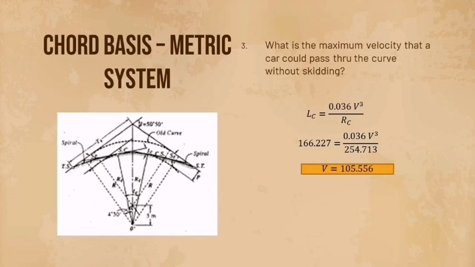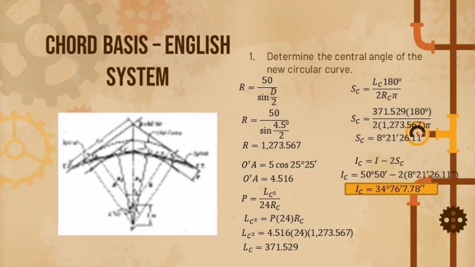So for number 3 of chord basis metric system, what is the maximum velocity that a car could pass through the curve without skidding? So again, LC is equals to 0.036 B cube over the RC. So substitute the value. The value of LC is 166.227 equals to 0.036 B cube over the RC, which is the 254.713, and it will be velocity is equals to 105.556.